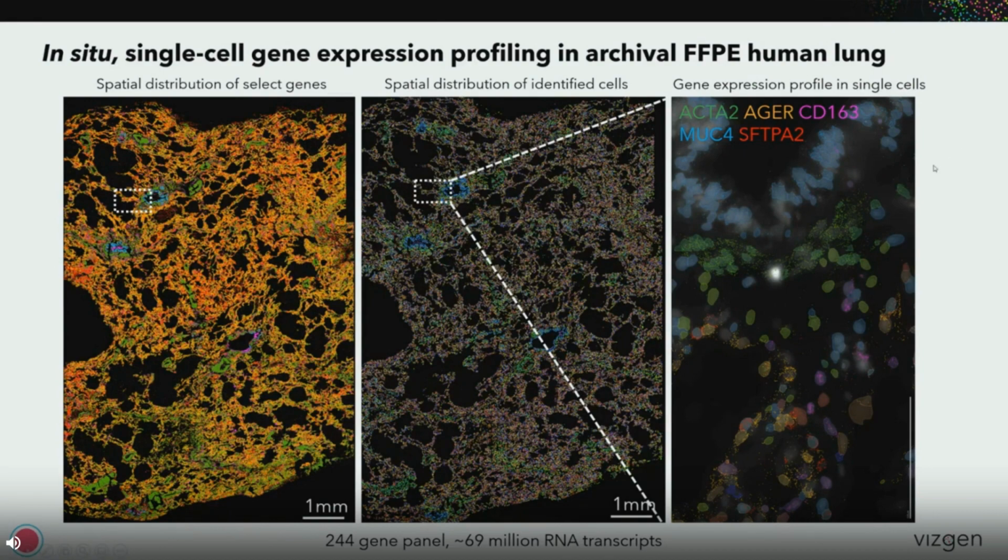And in this zoomed-in image here, hopefully you can see, for example, these mucin-4 positive cells, namely the bronchia, surrounded by the ACTA2 positive fibroblasts. Then you can see the magenta, the macrophages, and then you see the type 1 and type 2 cells labeled by AGER and SFTPA2 here as well.